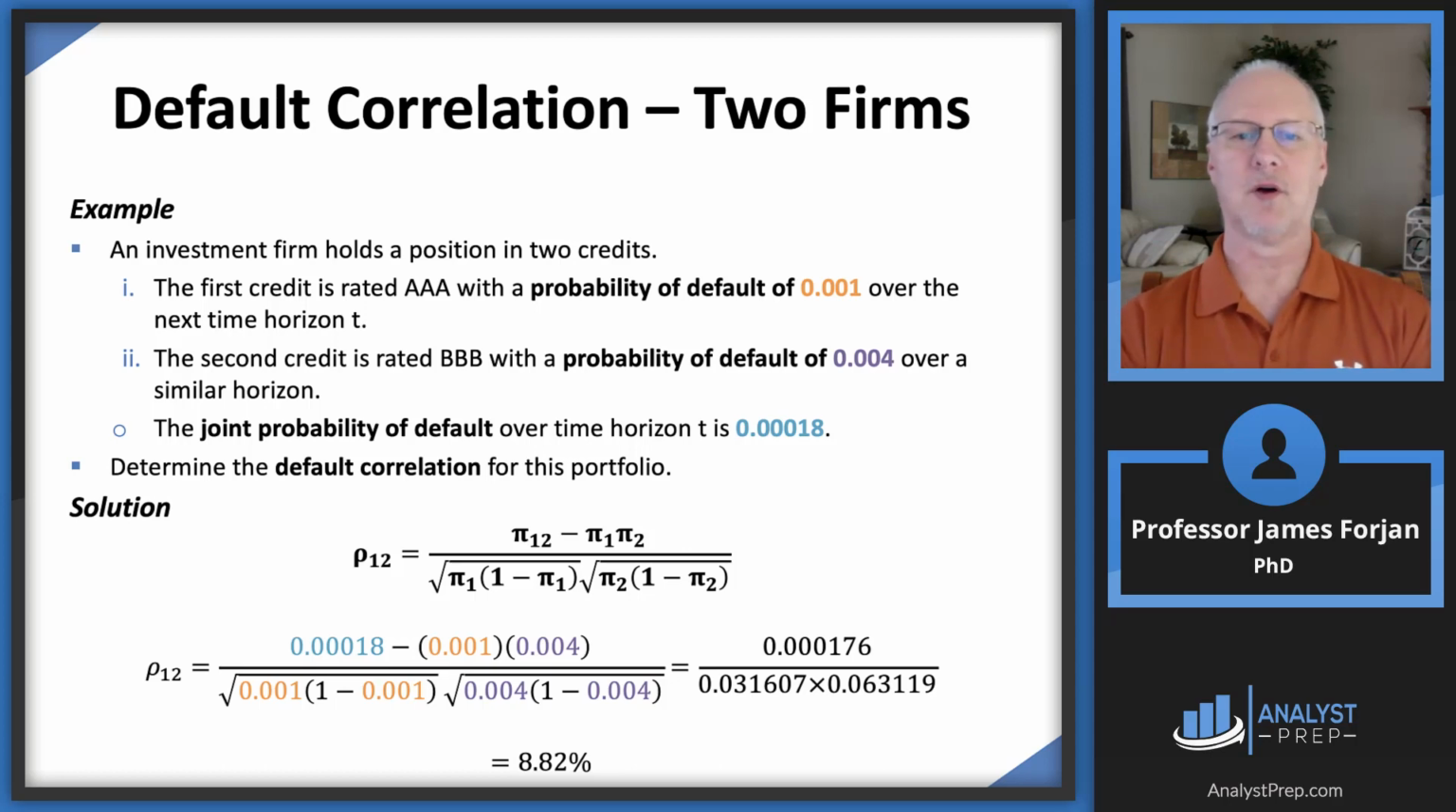And then this is what I was talking about earlier about this primitive parameter. We're going to assume that we can either estimate or calculate, or some way we can come up with this joint probability of default. And there it is, 0.00018. So we'll use those inputs to compute the default correlation. So this takes care of that learning objective of defining and computing the default correlation. And so if you do the math there, you get 8.82%.